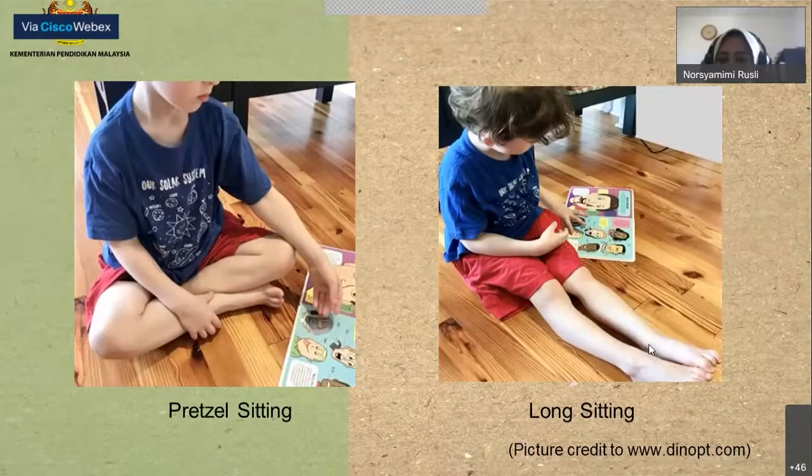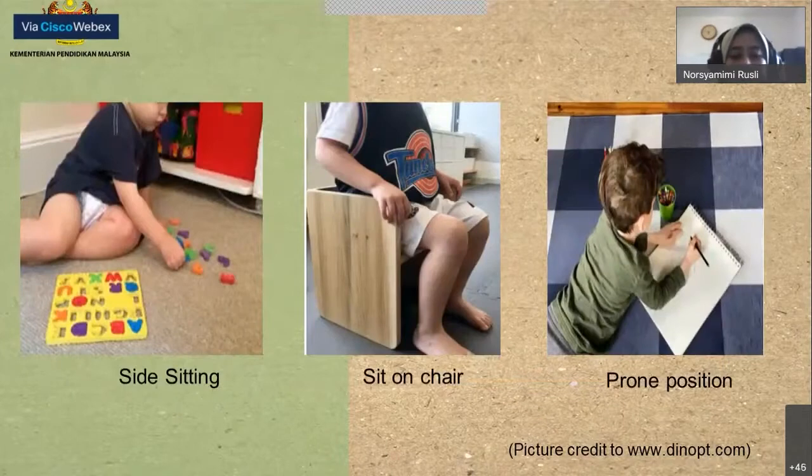Okay, so this is the example of pretzel sitting. Okay, and the long sitting here. Also side sitting. Sit on a chair. Also, you can do prone position, especially for children who are active. Prone position is good for them. Also for children who have weak muscles, you can encourage prone position as well.